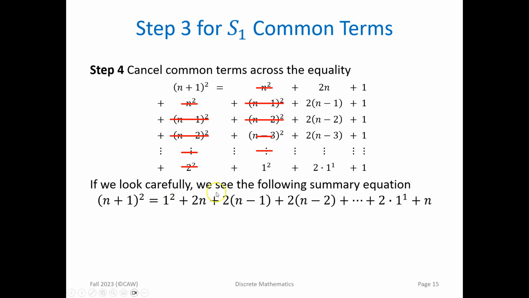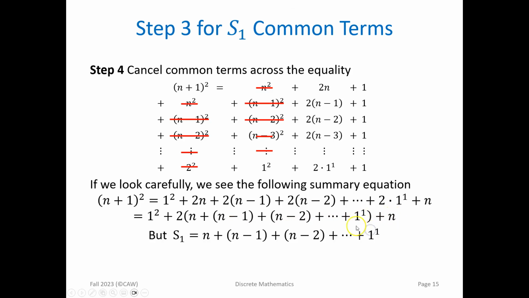1 squared plus 2n plus 2 times n minus 1 plus 2 times n minus 2 plus 2 times n minus 3, all the way to plus 2 times 1 to the first, and then plus n for all the 1's in this final column. But we can factor out this common 2 from these middle terms, and we have 1 squared plus 2 times this new term, which is just n plus n minus 1 plus n minus 2, plus going on all the way up to plus 1 to the first. And the plus n is still on the end.